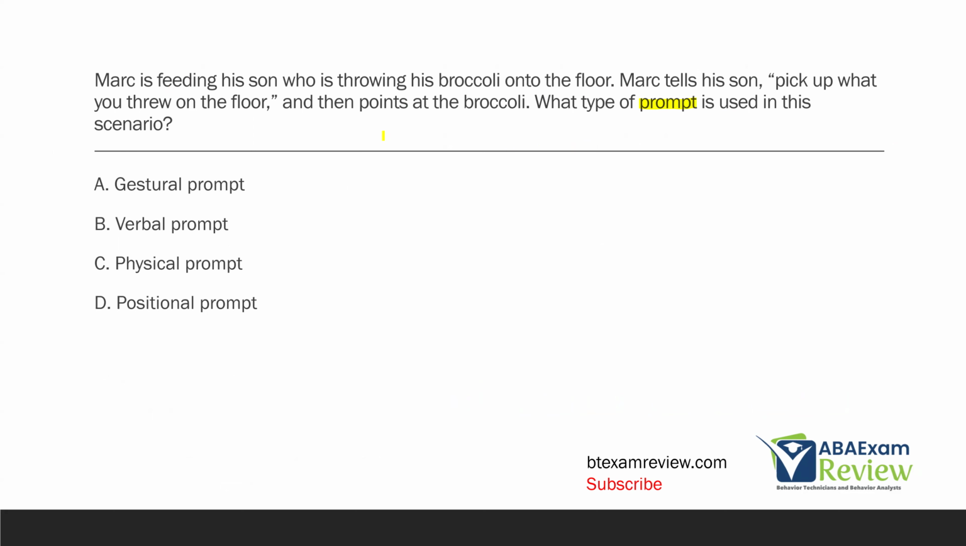So what do we know so far? We know Mark is feeding his son, and the son throws the broccoli onto the floor. Mark then tells his son, pick up what you threw on the floor. So that is our SD. And then following the SD should be the prompt. And so our prompt is going to be Mark pointing at the broccoli. Now, if we give the SD and then we point or motion towards what we want to see accomplished, what type of prompt are we really describing? That would be a gestural prompt. Mark says, pick up what you threw on the floor, and then gestures at the broccoli.